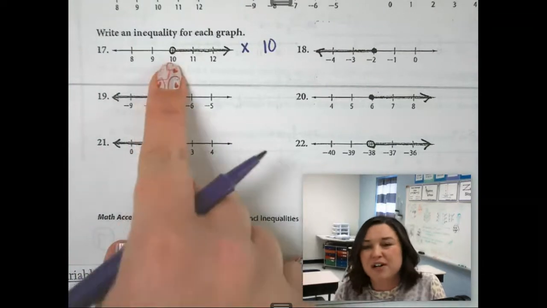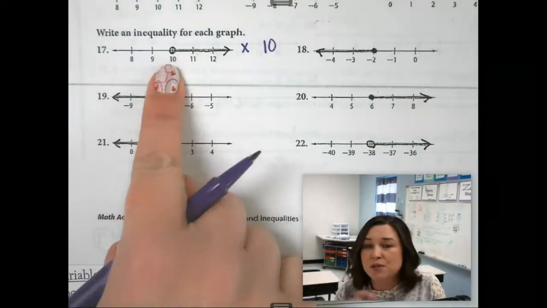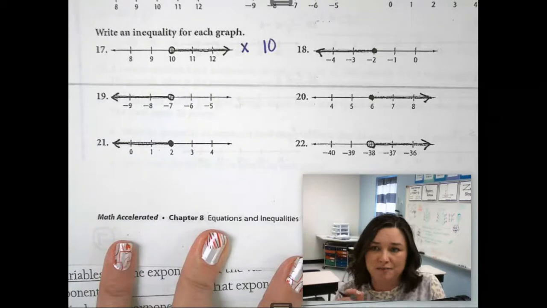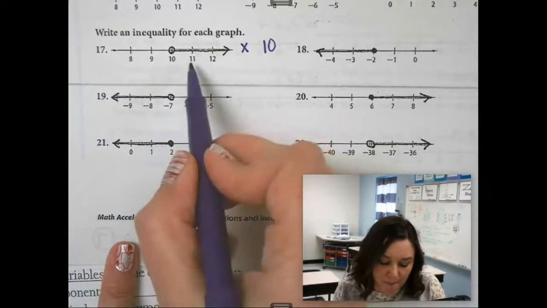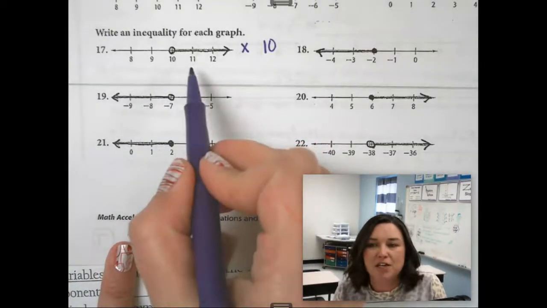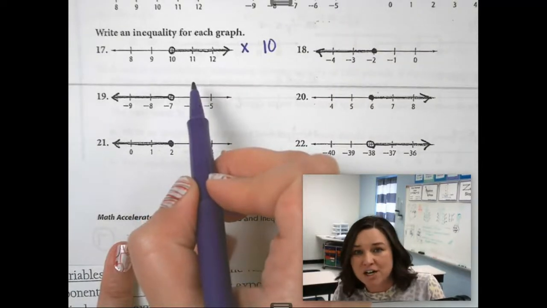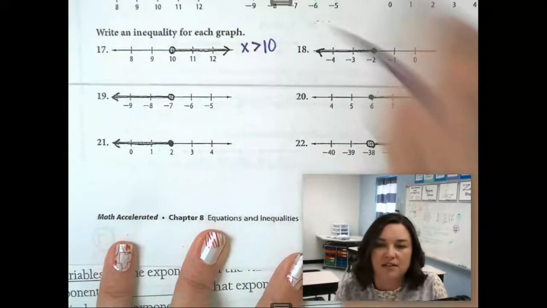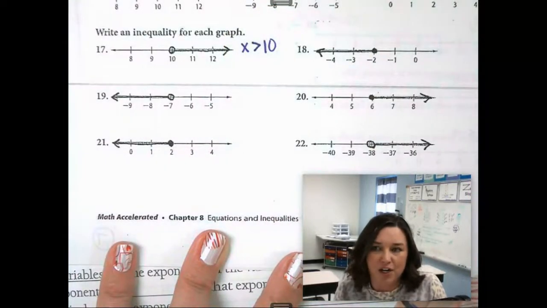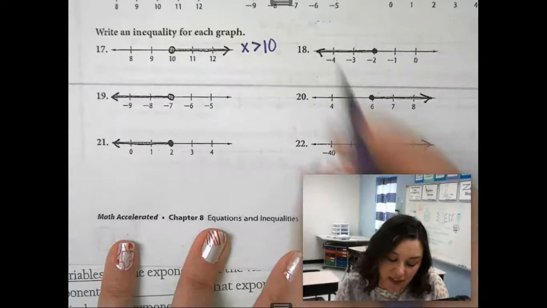First, we need to figure out this is an open circle, which means we do not have the line under it. And these numbers are bigger than 10 because shading towards 11 is bigger than 10, which means the X needs to be bigger than 10. So you're going to make that alligator eat the X because that is bigger than 10. And that's your answer. That's it.